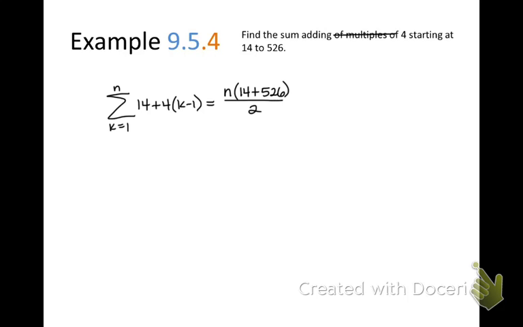And this is really similar to the other problem we did, right? How do I do this? So n is going to equal the difference between the two, and then divided by 4, what I'm counting by, right? Which is 128.